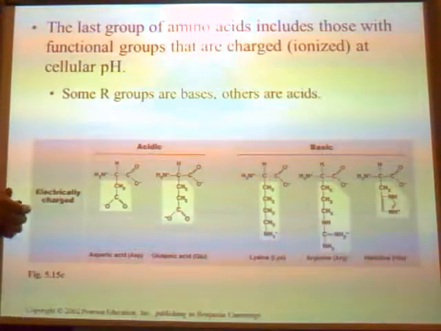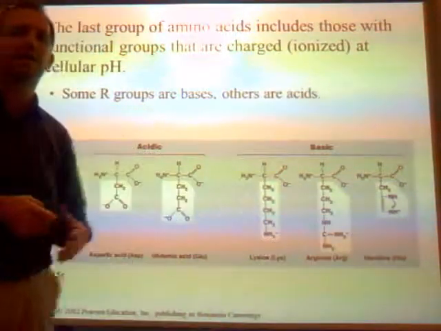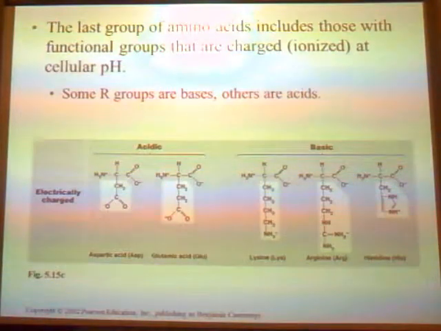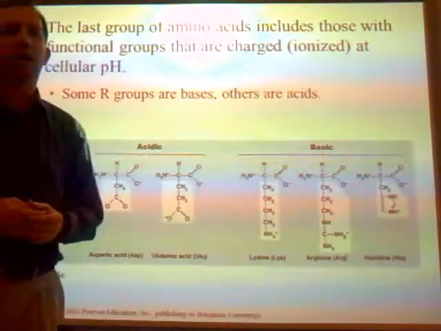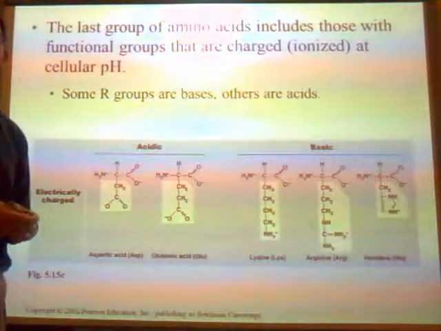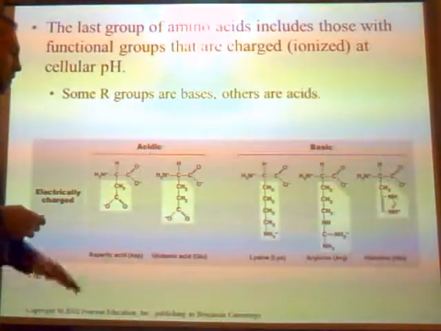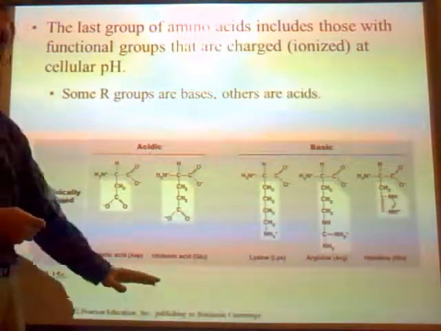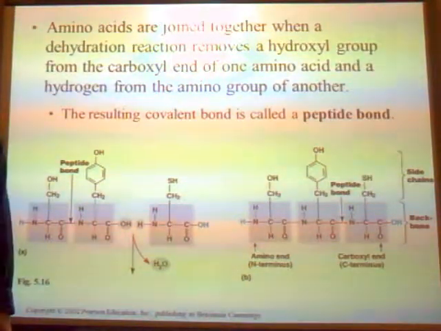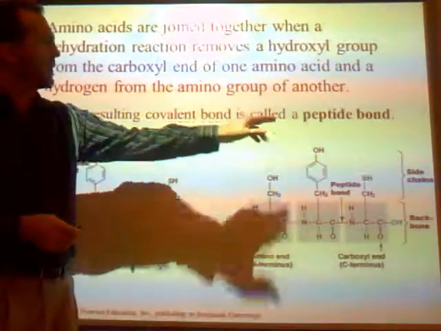And then we also have those that ionize. We have some that are acidic and basic, and this is because of their general makeup. When they are put in water, they will ionize, and as they ionize, you're going to see them have some cellular pH, whether it's acidic, meaning that the pH is going to drop, or they're basic, which means that the pH is going to go up. When you put them together, you end up having what is called a peptide bond.